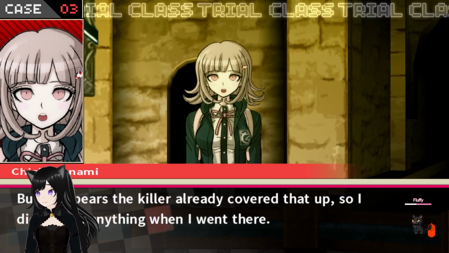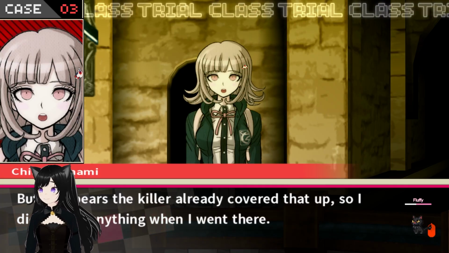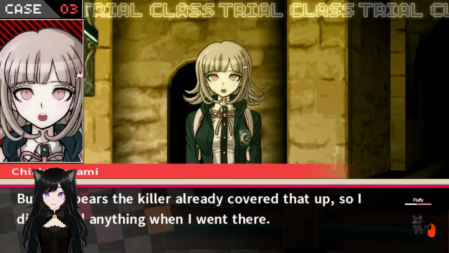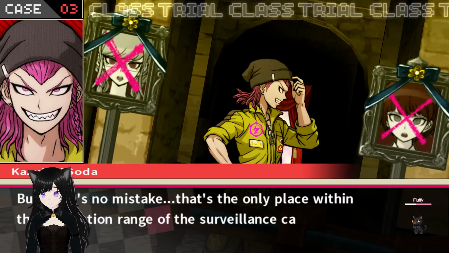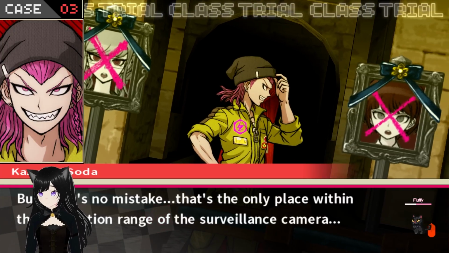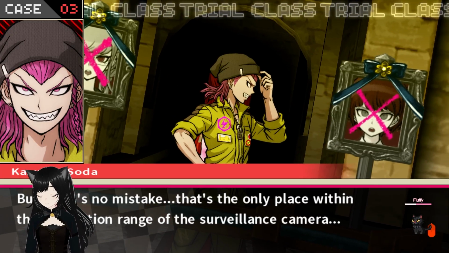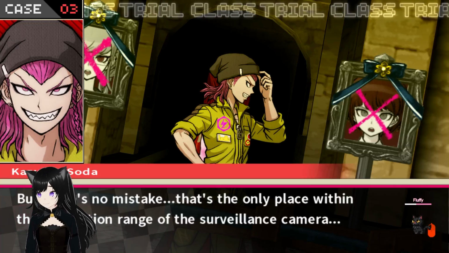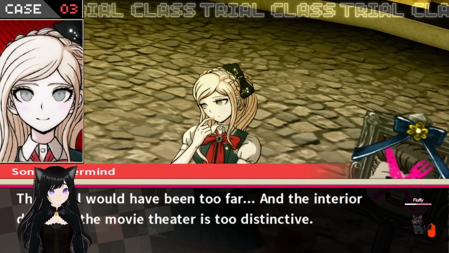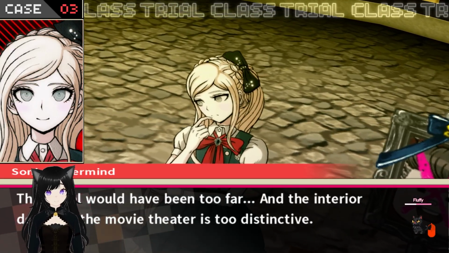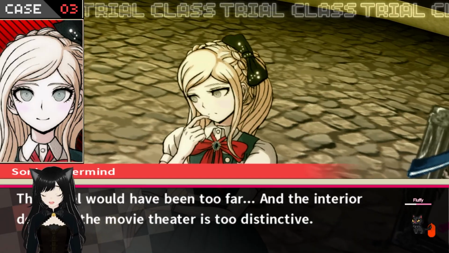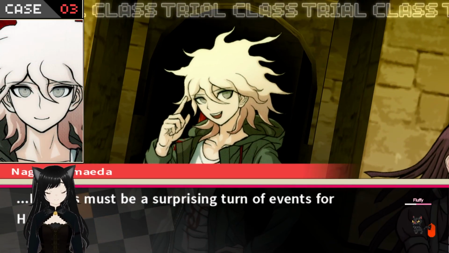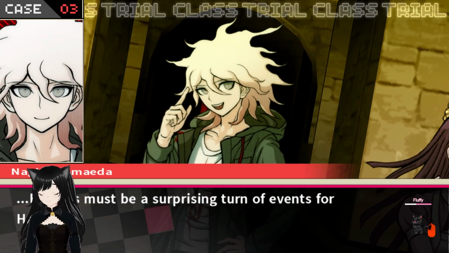But there's no mistake. That's the only place within the connection range of the surveillance camera. The motel would have been too far, and the interior design of the movie theater is too distinctive. Right. But this must be a surprising turn of events for Hajime.